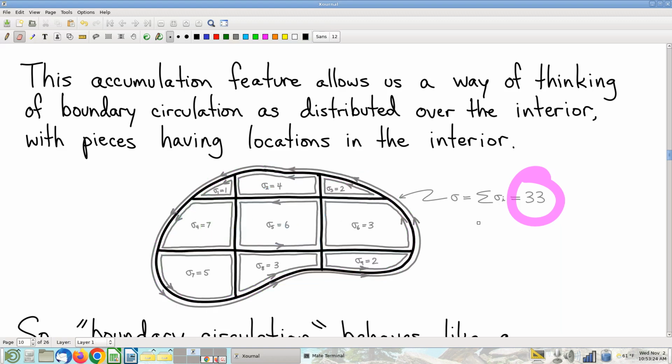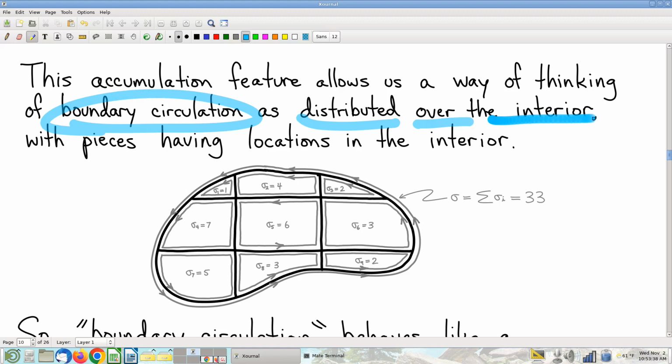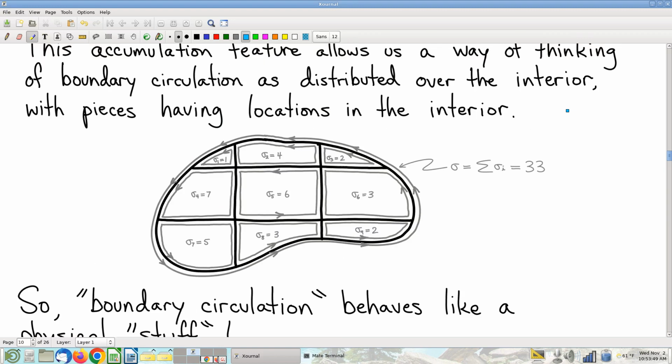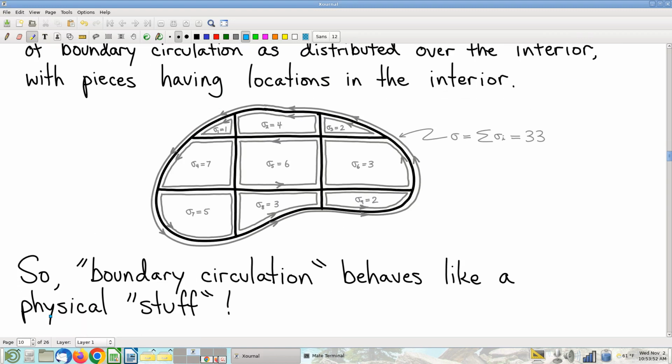And this is going to be a really important way to think about it. Weirdly, and this works for any accumulating quantity, boundary circulation, I want to think of as being distributed over the interior. You measure it on the boundary, it actually exists in the interior. Said differently, it's kind of like mass in that way, right? It's something that I can associate to a region that accumulates in the same way that mass does. So boundary circulation, you should think of as being kind of stuff-like. It's almost like it's a physical thing. It's not, but it's as if it is. It behaves like it is.